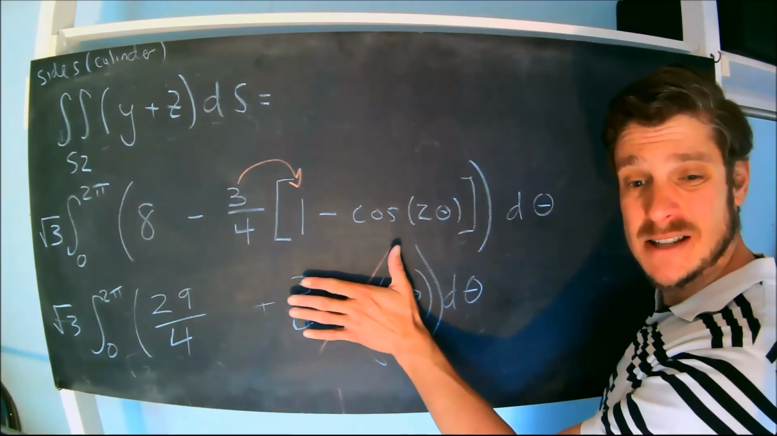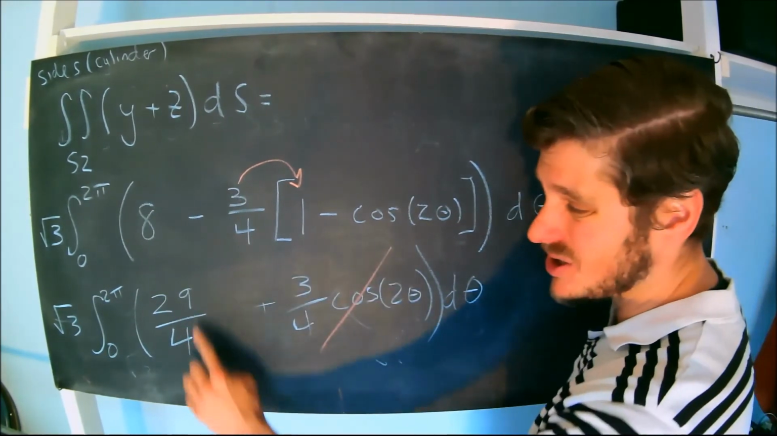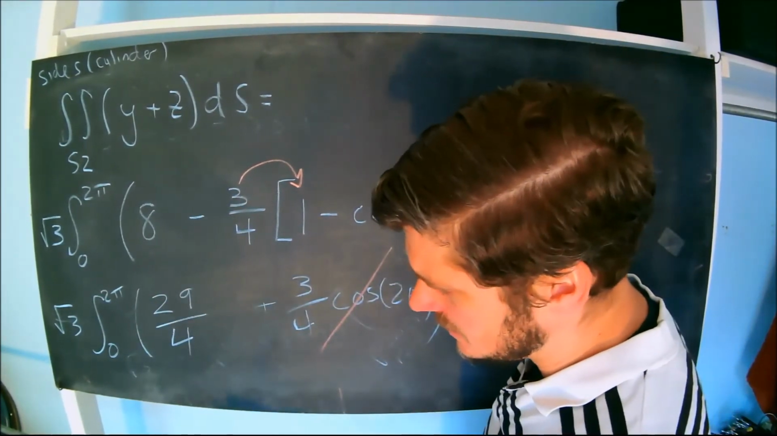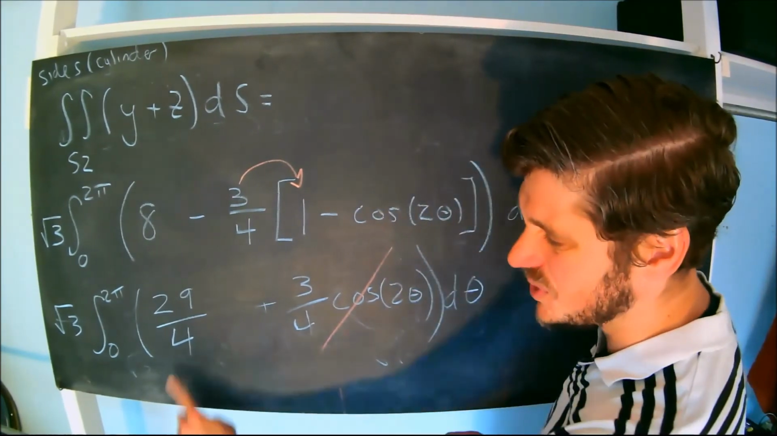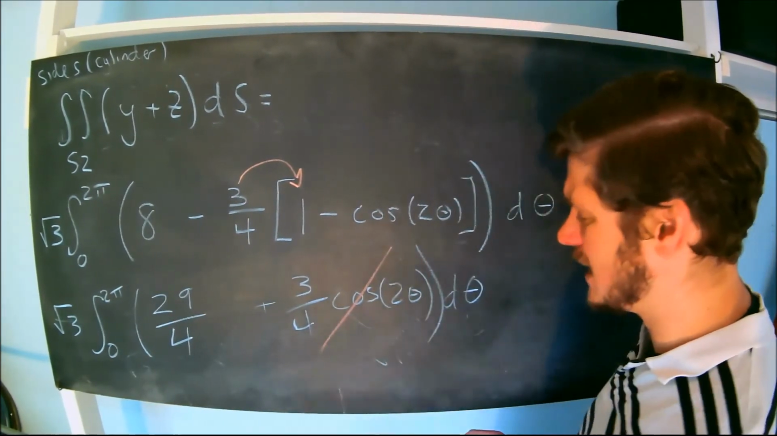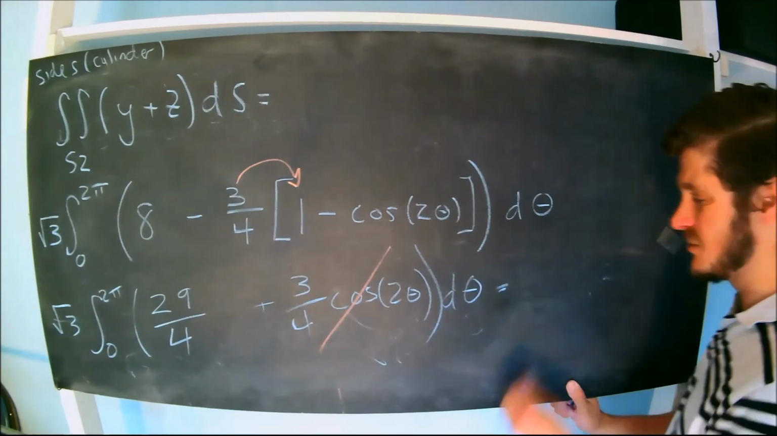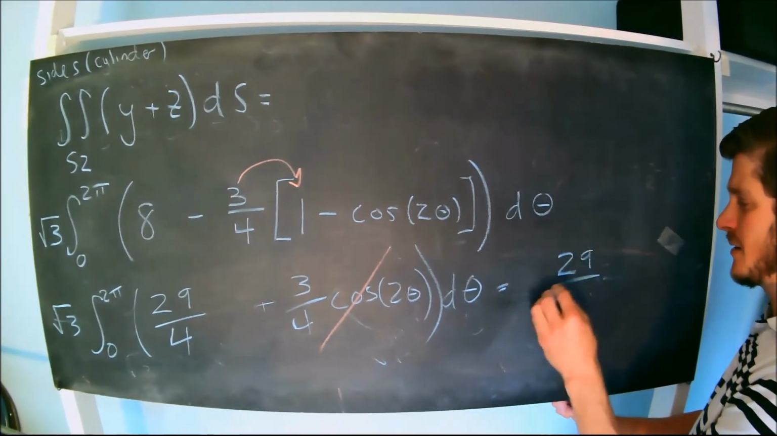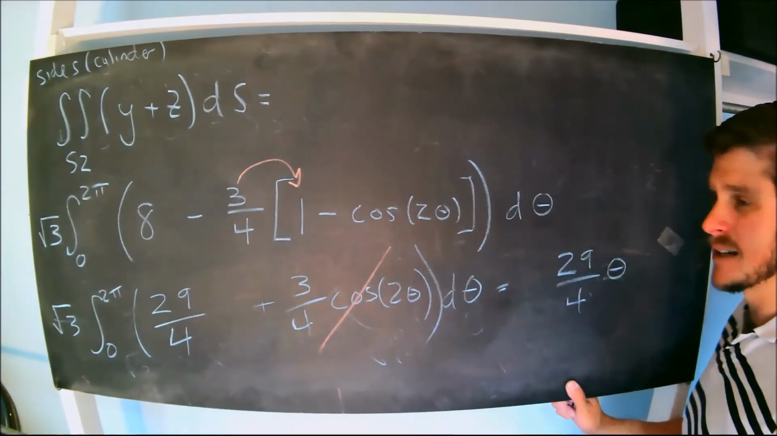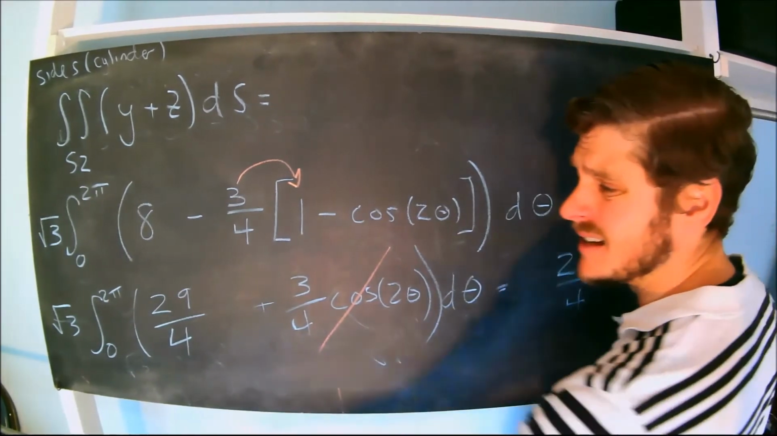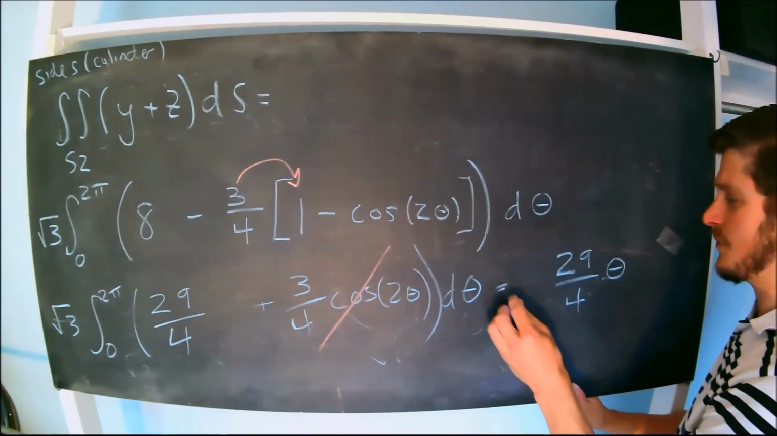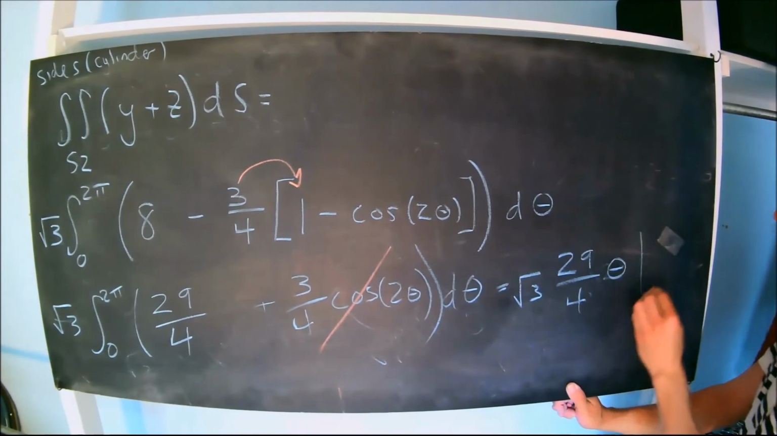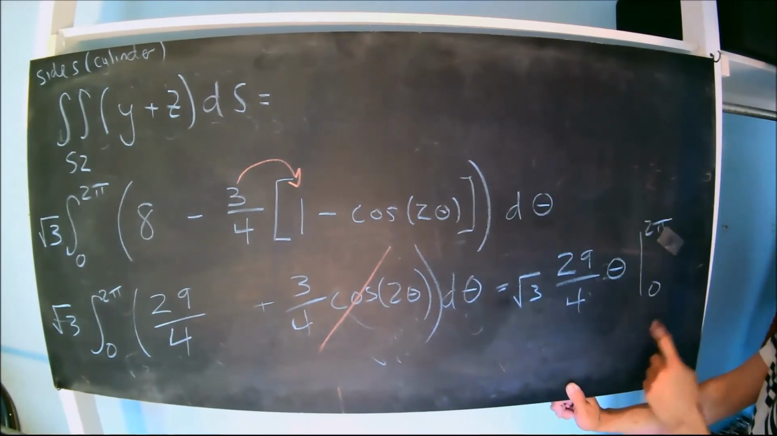But the nice part is, again, I recognize at this point that that's going to go away, which means I'm just left with the 29 fourths. And, well, what's the antiderivative of 29 fourths with respect to theta? Well, 29 fourths theta. That's it, right? It's constant. Don't forget we still have that root 3 out front. And I'm evaluated from 0 to 2 pi.